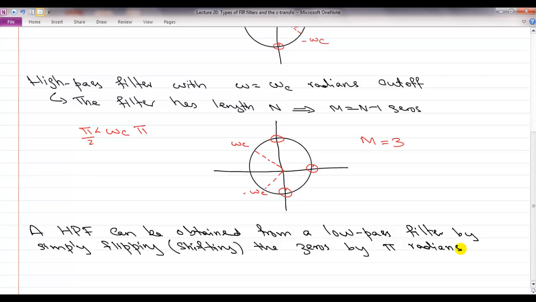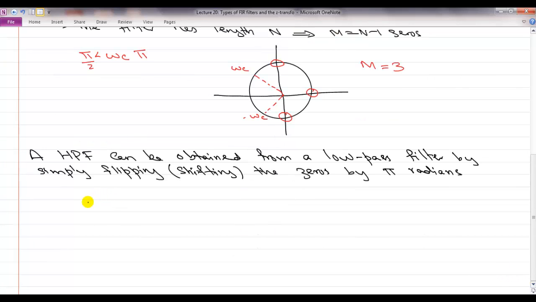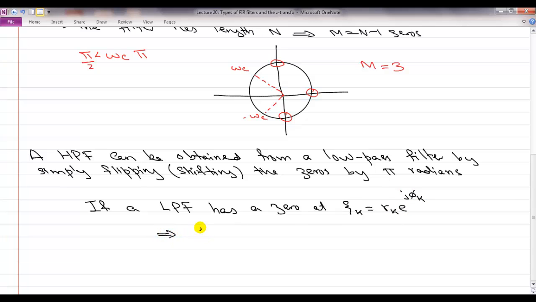So mathematically, you can say that if a low pass filter has a zero at zeta k equal to r k e to the j phi k, then what you want is that in the high pass filter the zero gets shifted by an amount pi, so your magnitude stays the same, but you now shift it by an amount pi. Okay. And a shift by pi is simply minus r e to the j phi k.